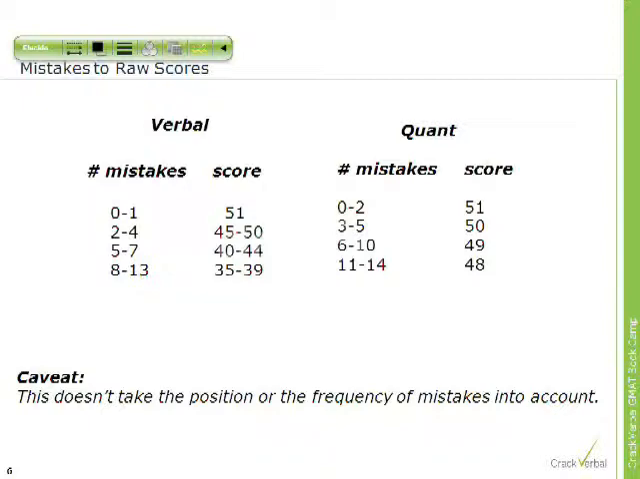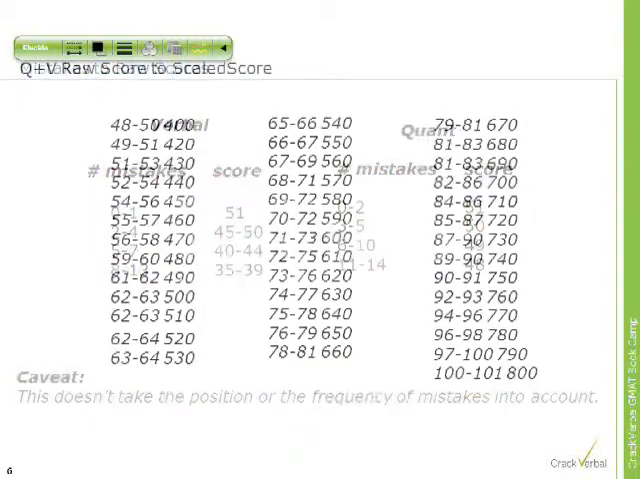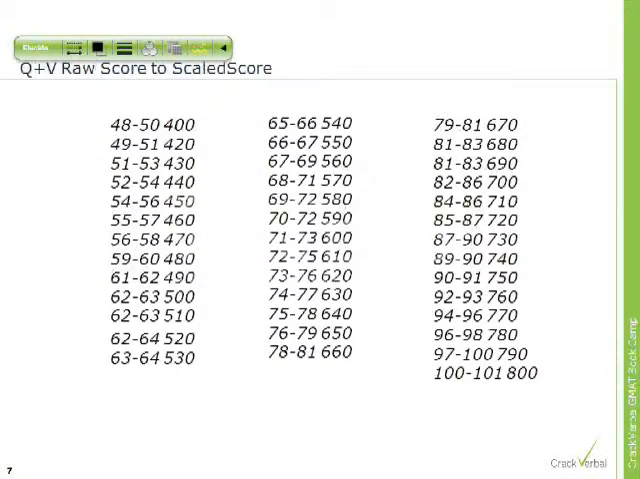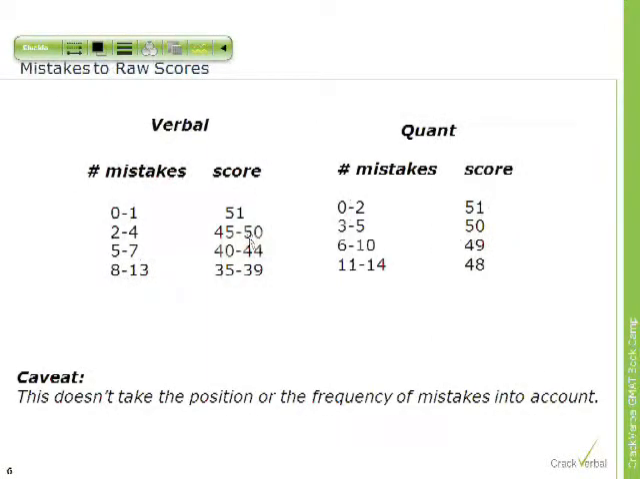Usually, a typical Indian split is somewhere between 45 to 51 in quant and in the 30s in verbal. If you're looking at a 700 score, a 49 quant and a 38 verbal, for example, would give you 700. The caveat here is that it doesn't take the position or the frequency of mistakes into account. This is another table. You can take the quant and verbal score. In case you are a little confused, you can take any quant and verbal score.